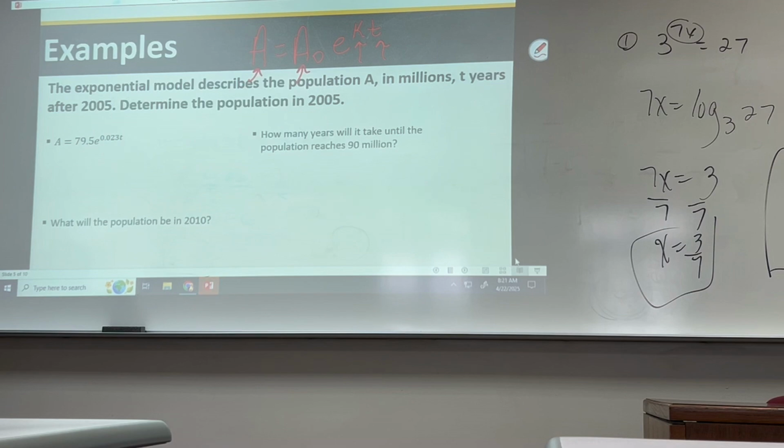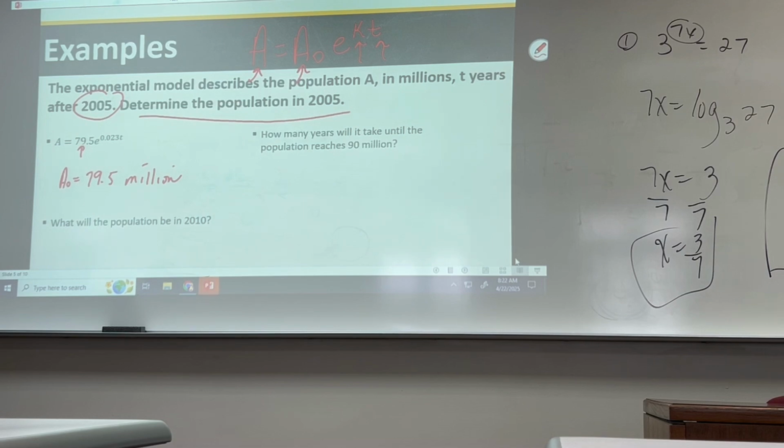So if the question is, what is the population in 2005? Well, isn't that the starting year? Can't you find that just by looking right here? Starting population is 79.5 million. A sub 0 is what we were asking for. That would just be me seeing if you know how to read the formula, right?